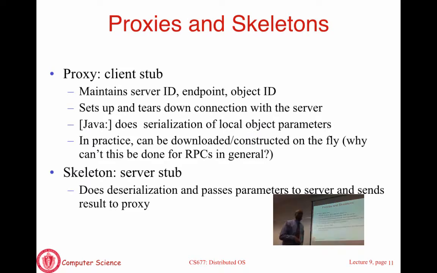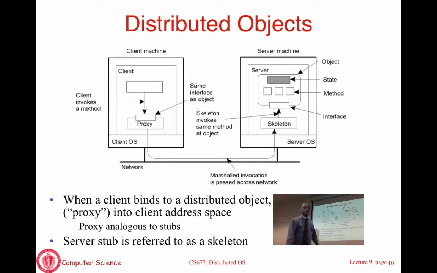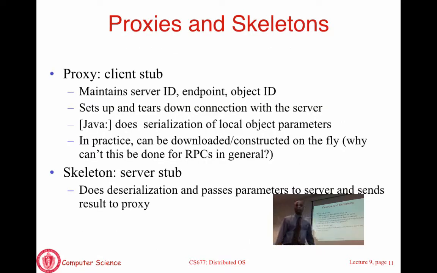As I said, the skeleton is the server stub, and the proxy is your client stub. The proxy's job is to figure out where the server is, what endpoint. An endpoint is simply a port number. It also tracks what objects are at the server and what their IDs are. All of that is tracked by the client stub. It can set up and tear down connections with the server. It is responsible for marshalling and demarshalling of arguments, the same thing I mentioned last time.